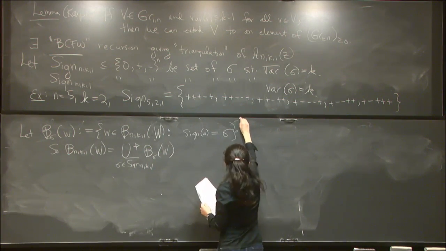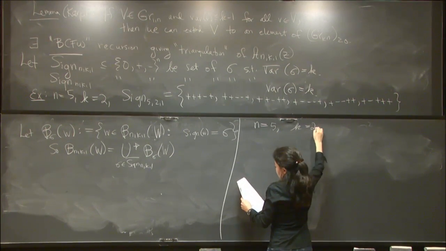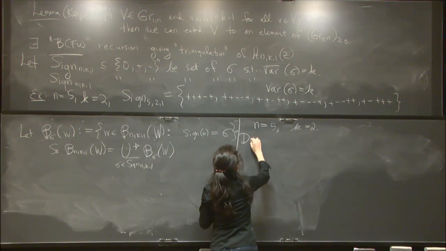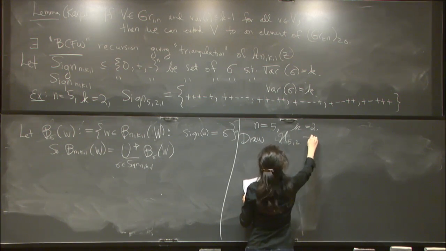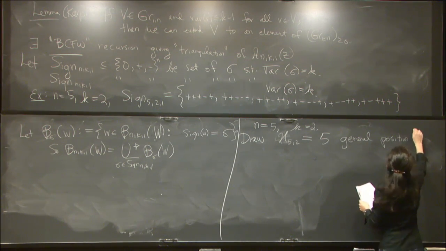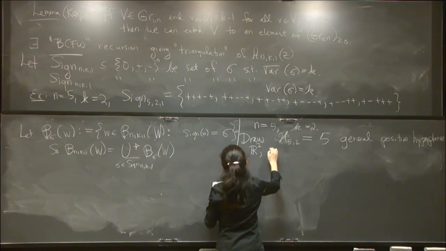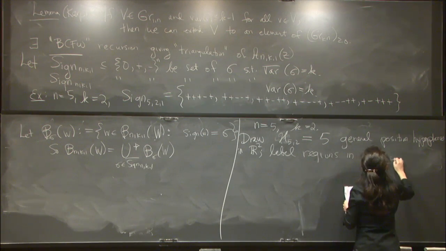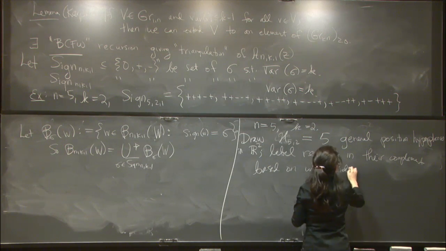I'm going to draw a picture for n is 5 and k is 2. And so what does the amplituhedron look like? We're going to draw a hyperplane arrangement H 5,2, which is going to consist of 5 general position hyperplanes in R2. And we're going to label regions in their complement based on which side of the hyperplane it lies on.